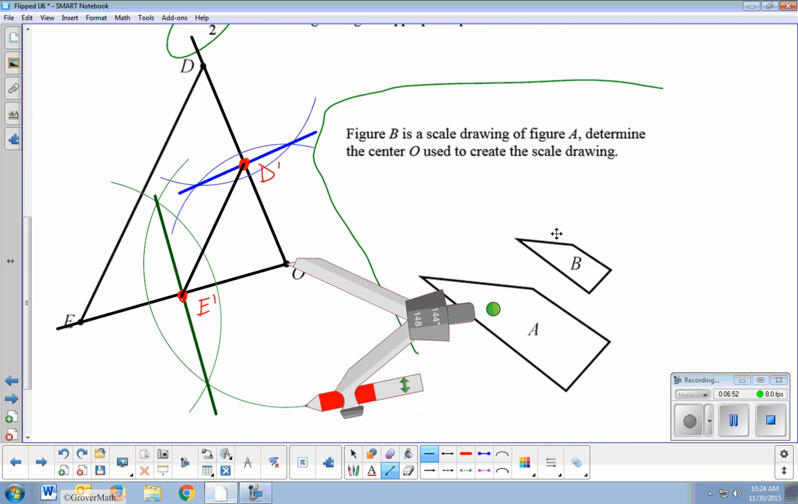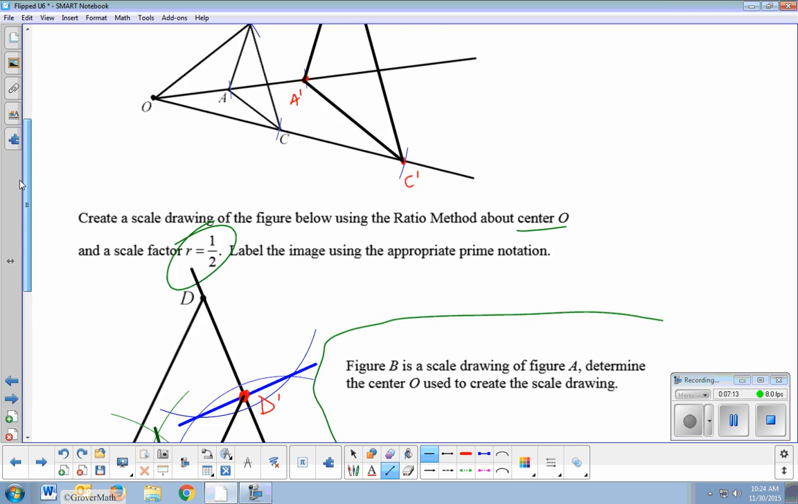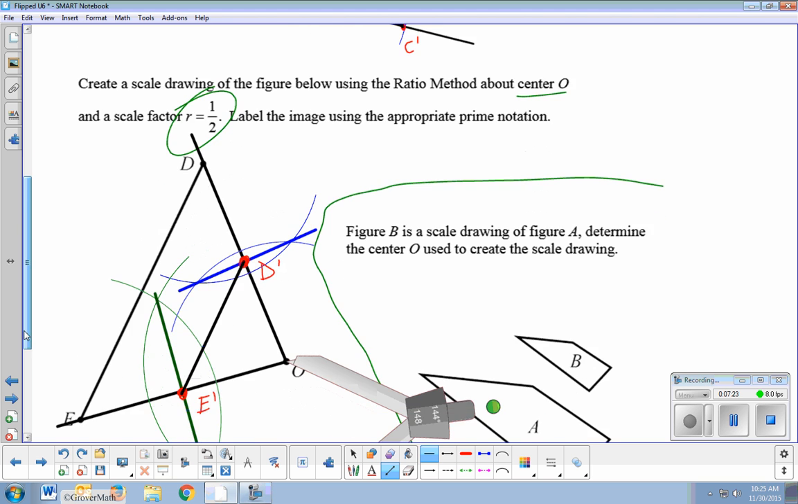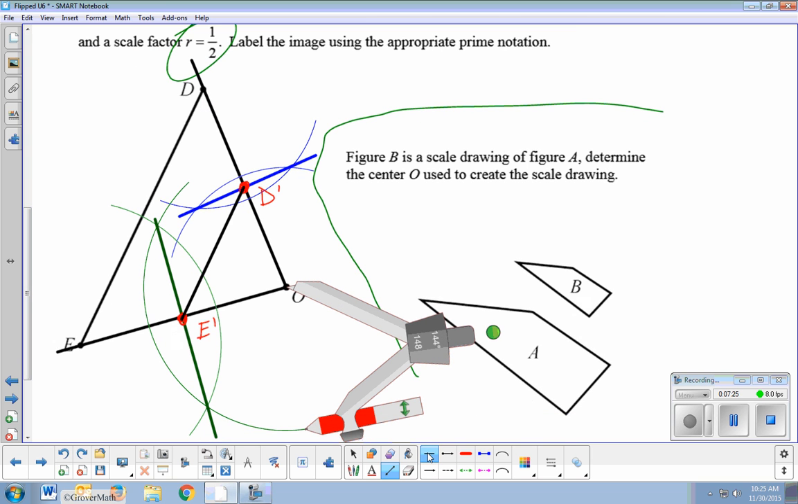All right, the last thing, well, what if they give you two dilated images like this, a scale drawing here, that figure B is a scale drawing of A. It doesn't really matter, or I could say A is a figure of B. It's almost like, well, B is half of A, or A is double B, either way, right? How do I find the center of the dilation? Well, again, take a look at how this image was made, that connecting all of these points, they all come down to the center of the scale, the center of the dilation.